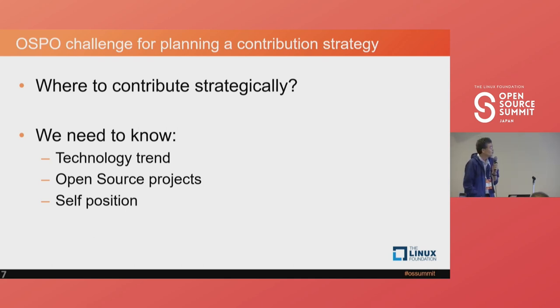Yeah, so we want to use a contribution open source strategy. What is a strategy? In this session, I mean, there are many options for fostering your own project or to contribute to a neutral organization or other project or something. So we think about such a strategy, and then we need these data: technology trend, the popular open source project, and also self-position. This is very hard to know our position in the open source world. Open source world is very, very big, and so it is very hard to know your position.